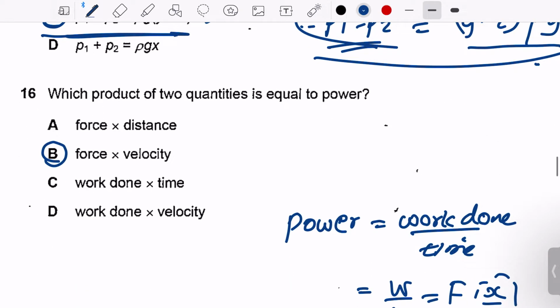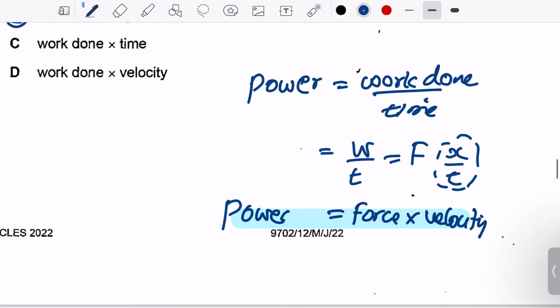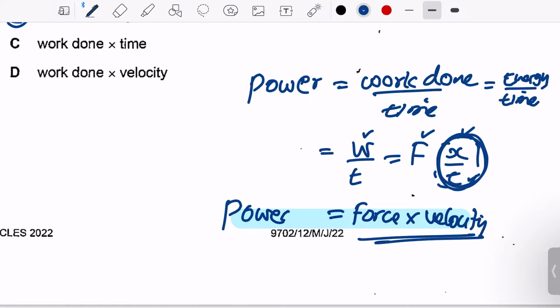Question number 16. Which product of two quantities is equal to power? Power is defined as work done or energy over time: how much work you do in 1 unit of time, or 1 second. And work is force times distance, divided by time. Distance over time is speed, or you can say velocity. So force times velocity is a derivation of the same equation.